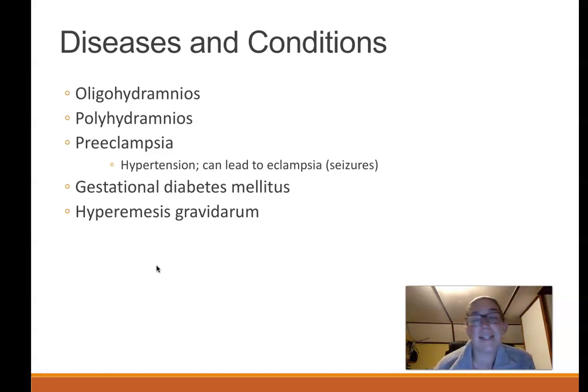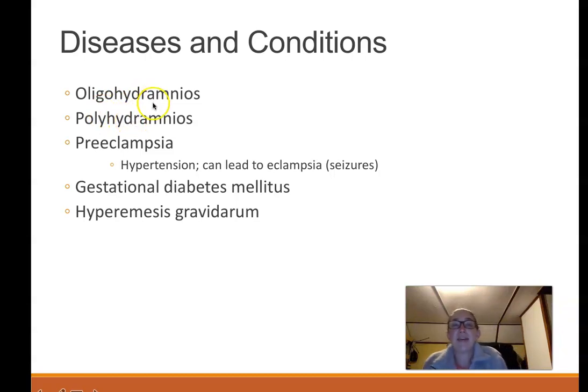So now for some diseases and conditions that affect pregnancy and childbirth. These are some for pregnancy. Oligohydramnios and polyhydramnios both have to do with amniotic fluid production. Oligo means scanty or few, and poly means many. So in oligohydramnios, this would be someone not producing enough amniotic fluid, and polyhydramnios is too much amniotic fluid.